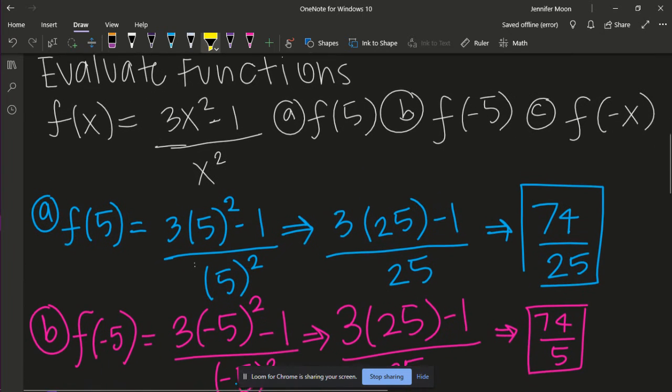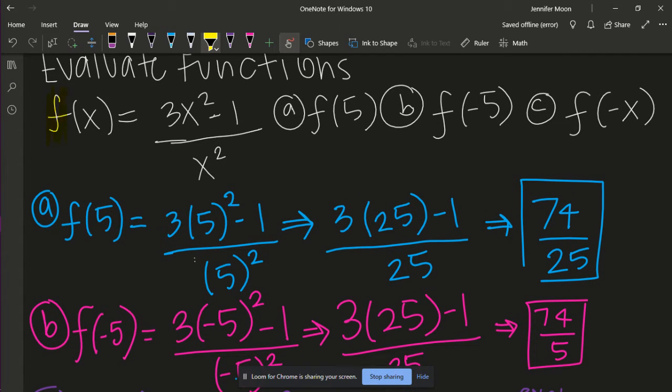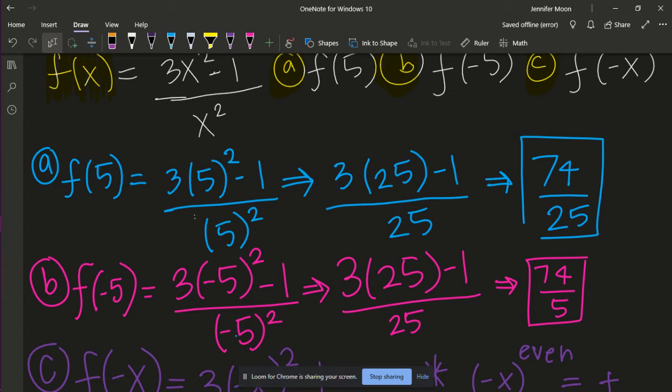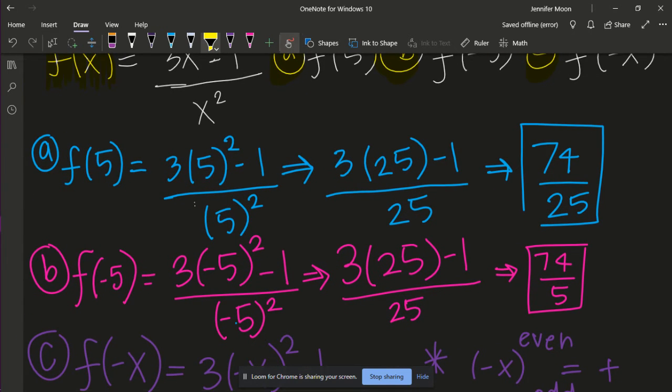I got a new pen today, and I'm trying to figure out how to use it. I was given this f of x function, and I was told to do a, b, and c. So I looked at a, which was f of 5. Wherever there was an x, I plugged in a 5. Then about this step right here, I have plugged in my 5 and started to evaluate it, and then I got my final answer.